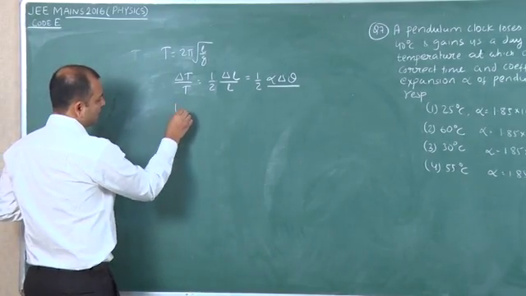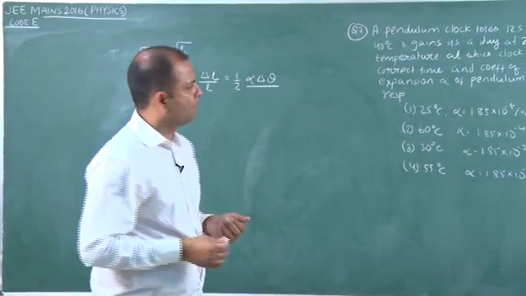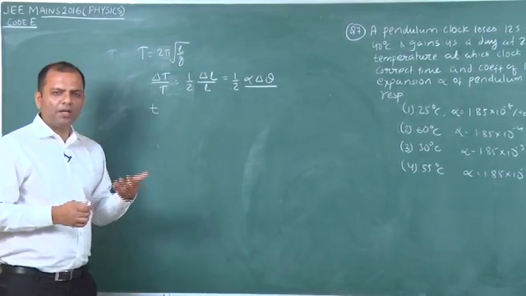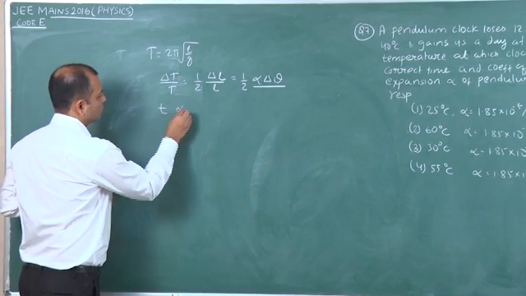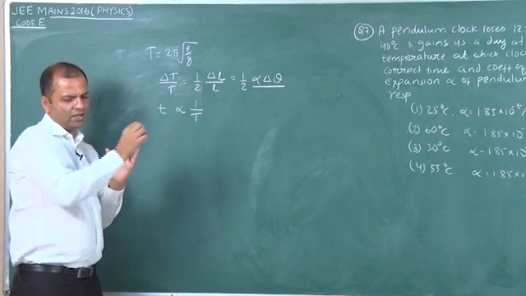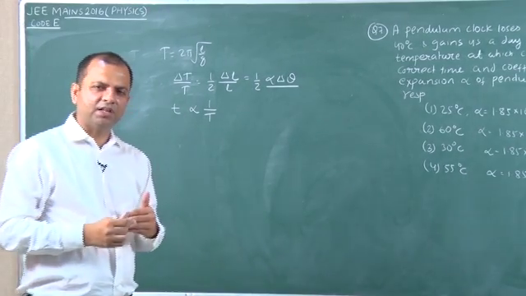Now, what about the time kept by the clock? Is it the same as the time period of the clock? Not at all. The time kept by a clock will be inversely proportional to the time period of the clock. You can easily understand it by thinking about what will happen if the time period increases.